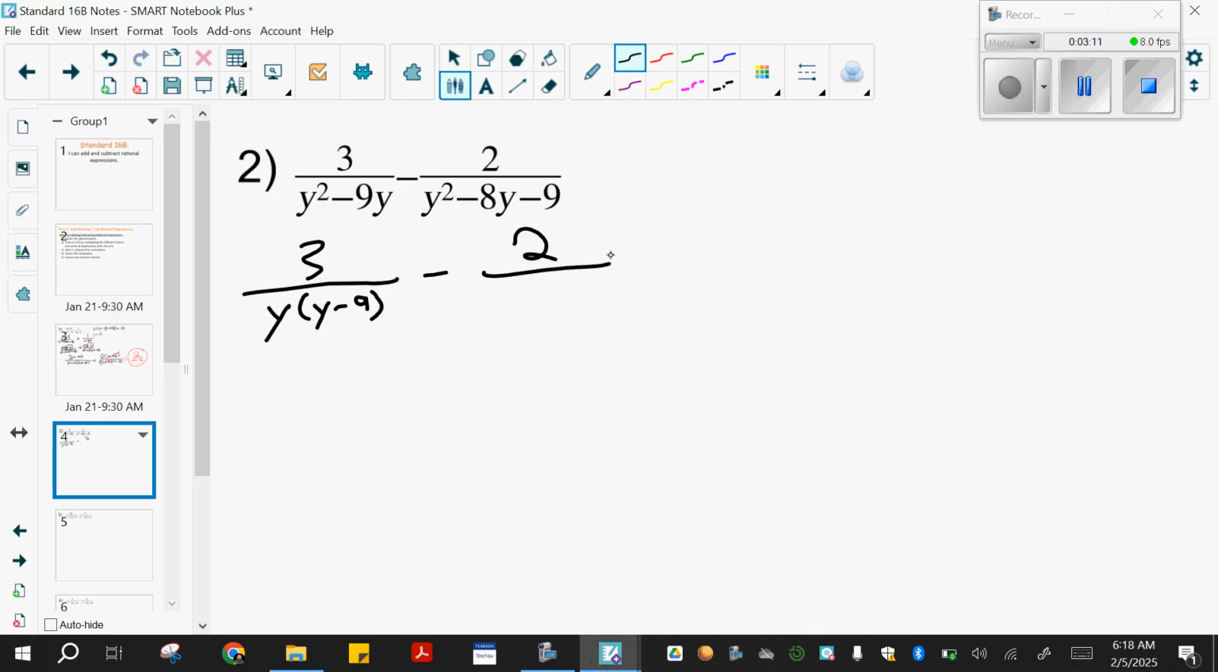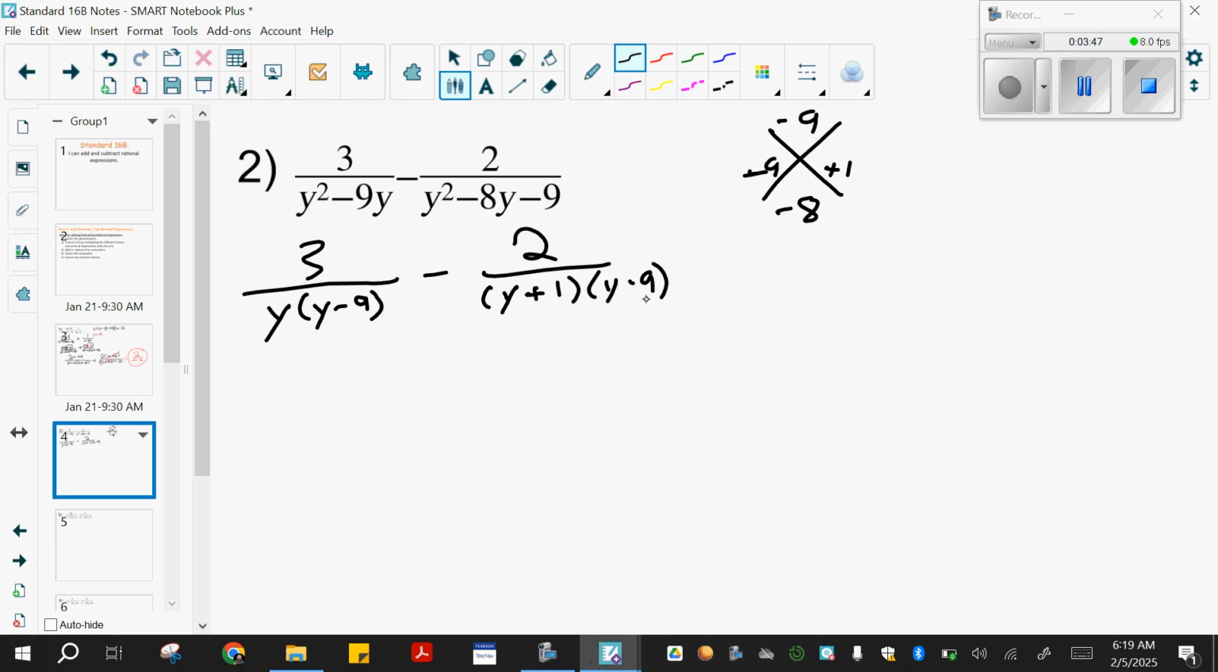Minus 2 over, I need to factor the bottom. So I have negative 9 on top, negative 8 on the bottom. To get that, it's a negative number, so I need opposite signs, and the larger one needs to be negative. So let's say negative 9 and positive 1. Yeah, negative 9 and positive 1. And it's just y, so we're going to make this y plus 1 times y minus 9.